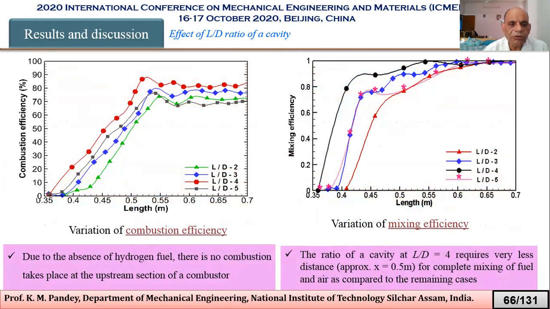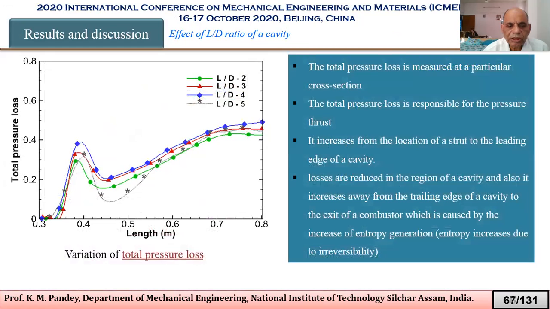Then this is the diagram for variation of combustion efficiency and mixing efficiency. We see that for L by D ratio 4, the combustion efficiency is maximum. And here we observe that for L by D 4, the mixing efficiency is maximum. Then next, this is the variation of total pressure loss. The total pressure loss is more for L by D equal to 4.